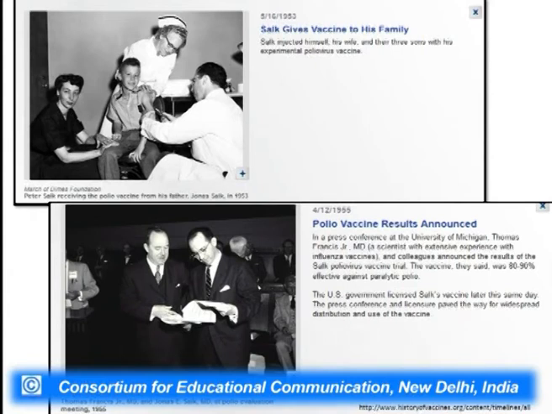Now, in 1955, in a press conference at the University of Michigan, Thomas Francis Jr., MD, a scientist with extensive experience with influenza vaccine, and his colleagues announced the results of the Salk polio virus vaccine trial. The vaccine, they said, was 80 to 90% effective against paralytic polio. The US government licensed Salk's vaccine later the very same day. The press conference and licensure paved the way for widespread distribution and use of this vaccine.